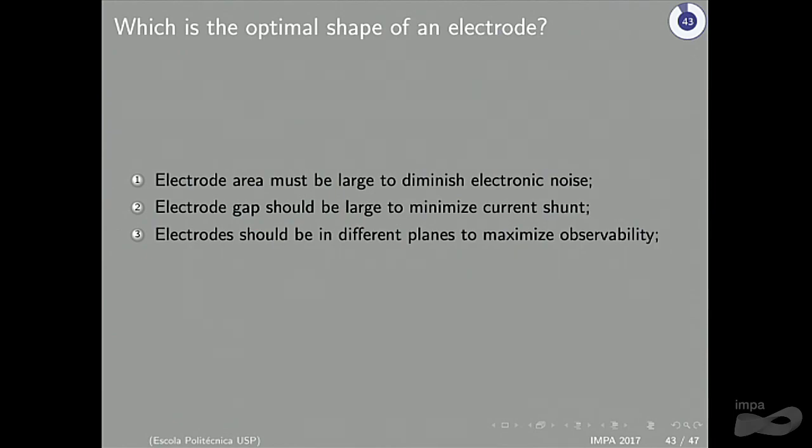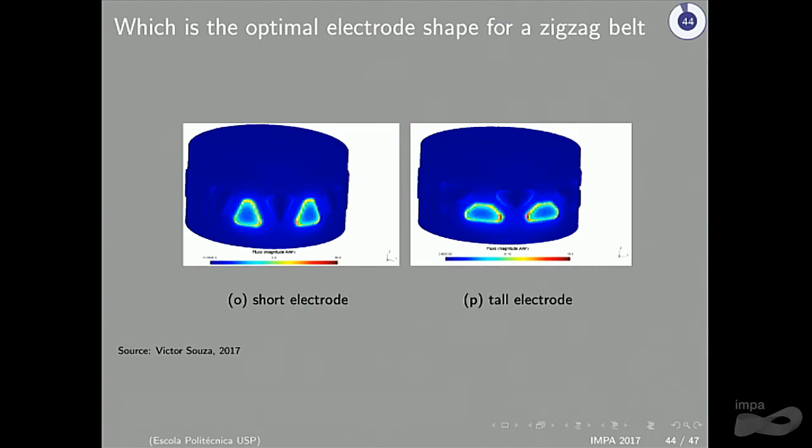At the same time, we want to maximize the observability, maximizing the smaller singular values of the transconductance matrix. And so now we are trying to find the optimal shape of the electrodes in a zigzag belt, trying to minimize the shunt, trying to minimize the electronic noise, and trying to maximize the observability of the antisymmetric modes.